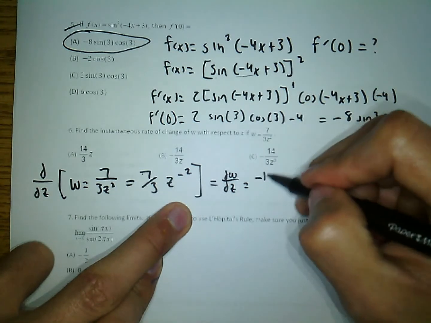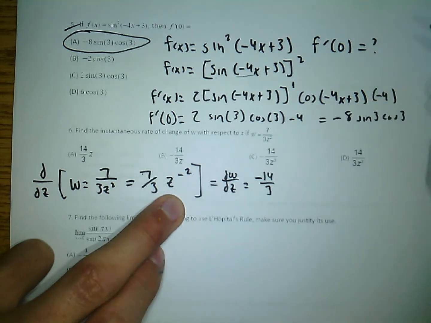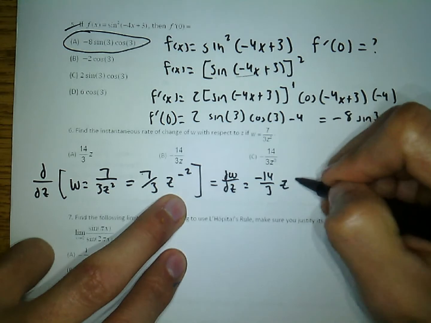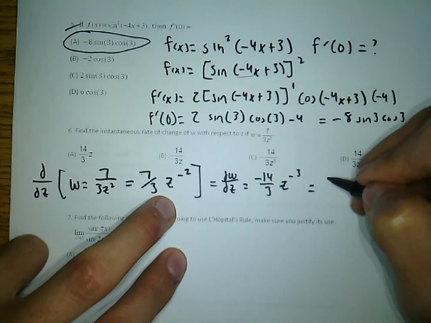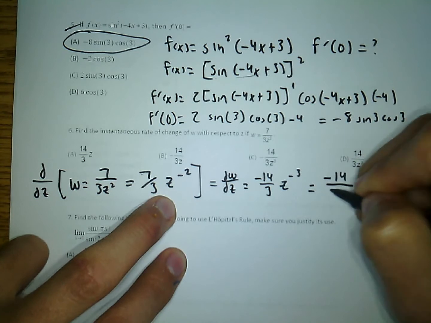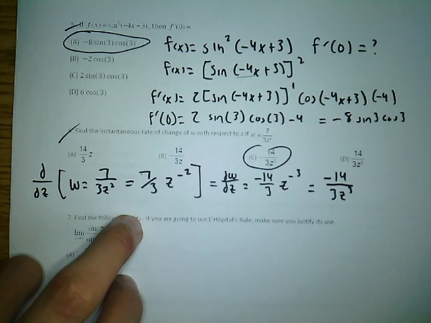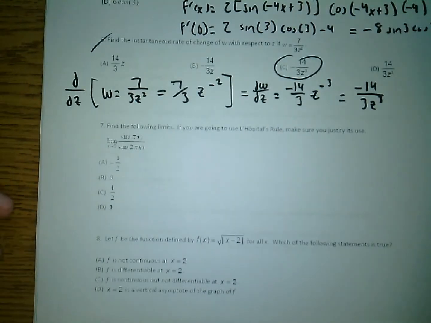That's going to give me a negative 14 over 3. The derivative of z with respect to z is just going to be 1, so that's not going to be a big deal here. So I'm going to have z to the negative 3. Remember, I've got to subtract. So I'm going to rewrite this as negative 14 over 3z cubed, which then matches letter C. Okay? All right.